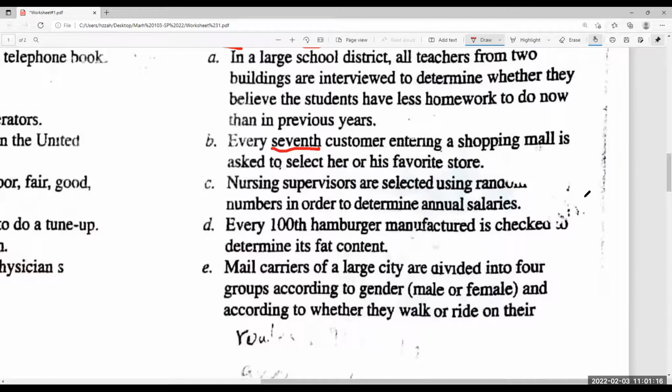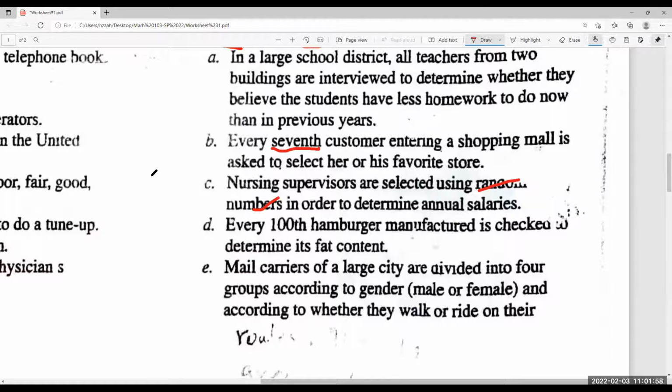Part C, nursing supervisors are selected using random numbers. Which one is it? Random sampling. You see, because using the random number. If you use random numbers, or just a computer to select the nurse supervisors, in that case, you're using a random method. We call it random sampling. Any question?